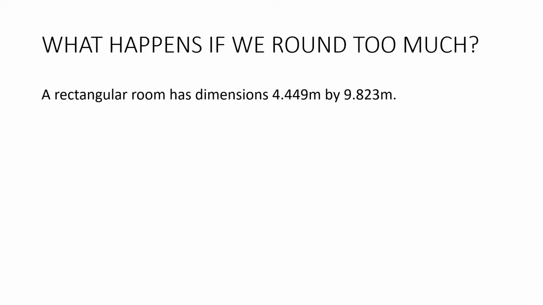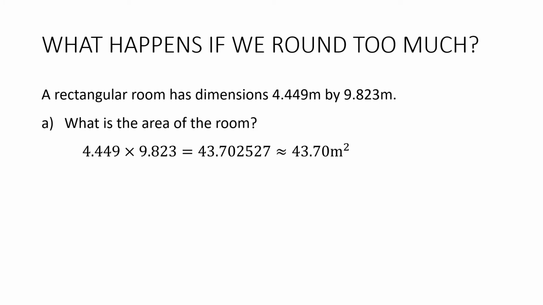In our first video we looked at this question. A rectangular room has dimensions 4.449 metres by 9.823 metres. And we worked out the area of the room just by multiplying. And because we had 4 significant figures in both of these measurements, we gave 4 significant figures in the answer.